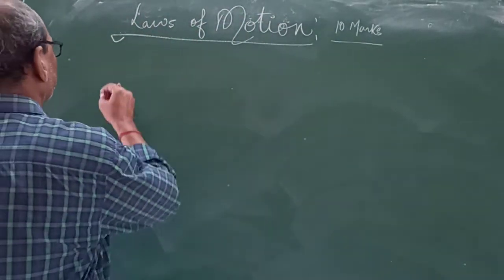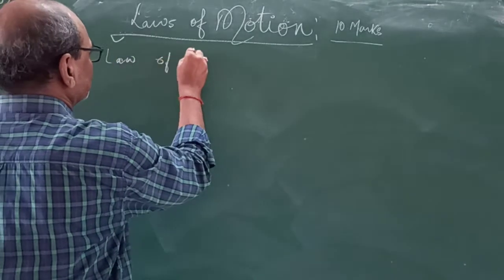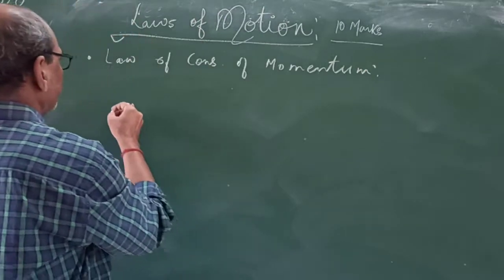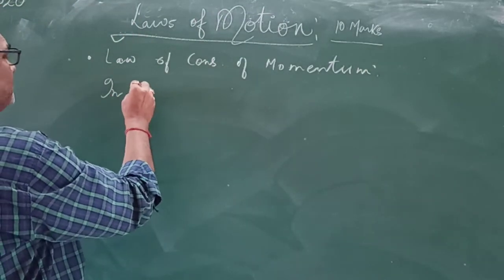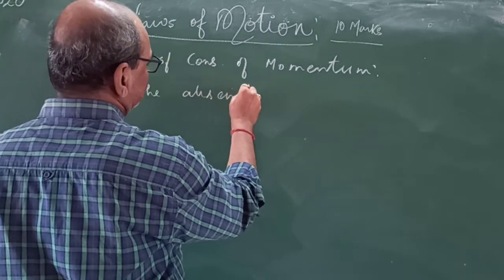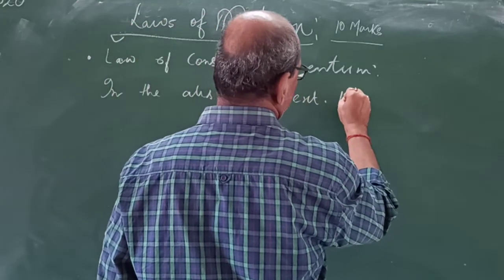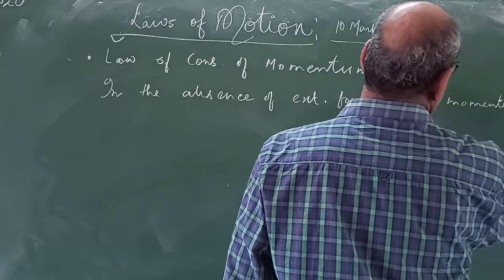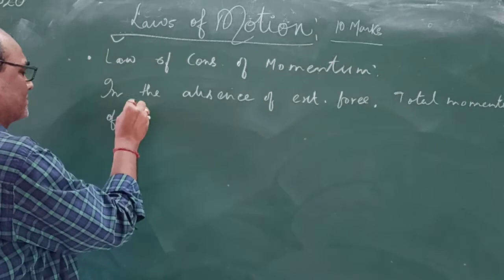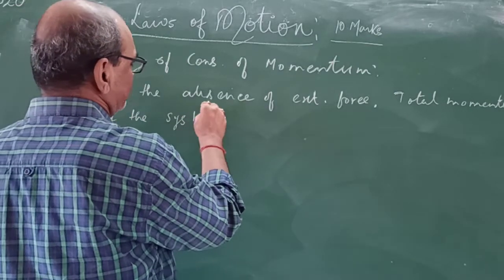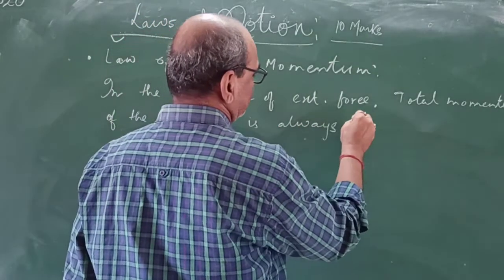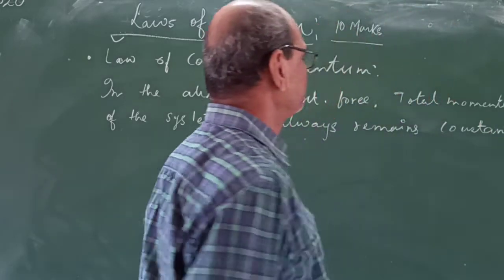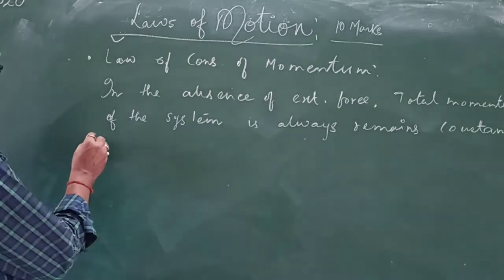Second point, law of conservation of momentum. In the absence of external force, total momentum of the system always remains constant. It can be proved on the basis of second law.